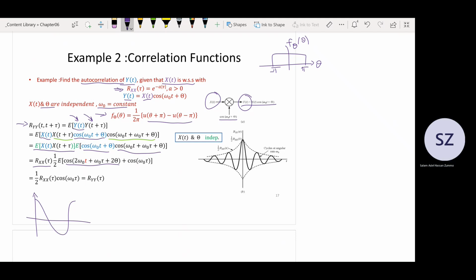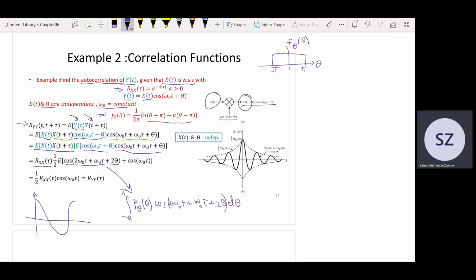What does this mean? It is the integration of the PDF of theta, times cosine of whatever is inside: omega 0 t plus omega 0 tau plus 2 theta, d theta. I'm integrating with respect to theta, because the expected value is with respect to theta. The limits of the integral are from minus pi to pi.